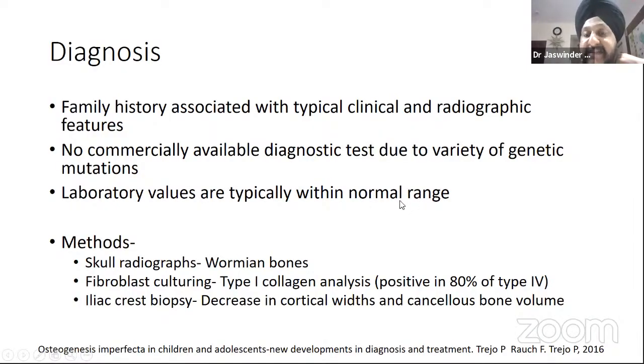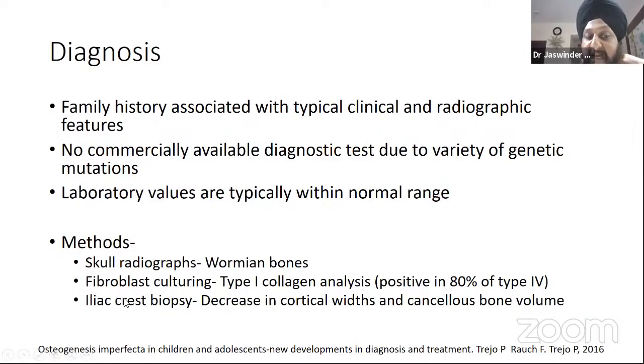Other than that, there might be a slight increase in the alkaline phosphatase. There are various methods which are more theoretical or for academic purpose to diagnose the disease. Like in the skull radiograph, we'll look for Wormian bones. We'll discuss about it. We can do fibroblast culturing from type 1 collagen and do the analysis, and it shows positivity in 80% of type 4 kind of disease.